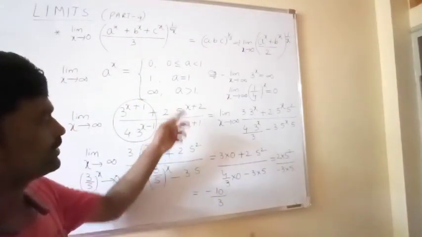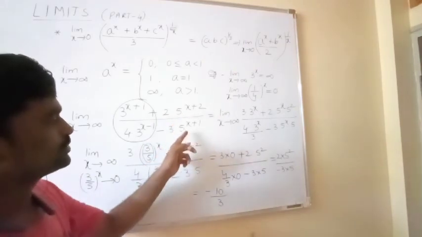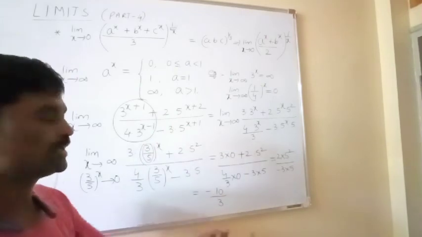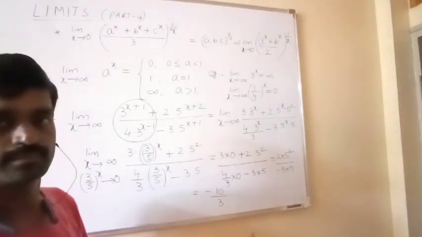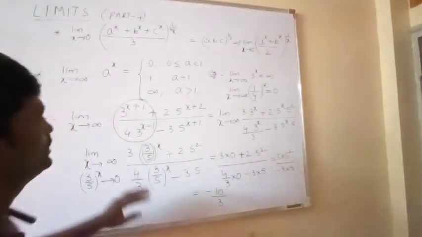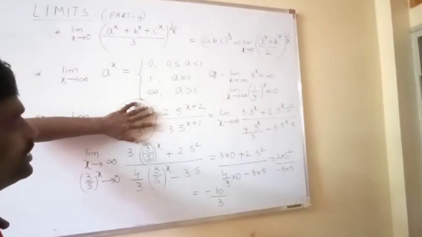Then you just simplify. 5 power x plus 2 by 5 power x plus 1, what will you get? 5. So 2 into 5 by minus 3, minus 10 by 3. Over. Here 5 power x value is more now, when compared to 3 power x. Then the terms which contain 3 power x you neglect. Remove.